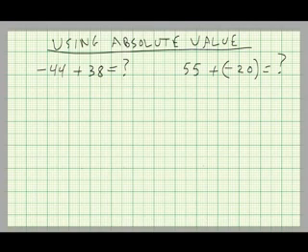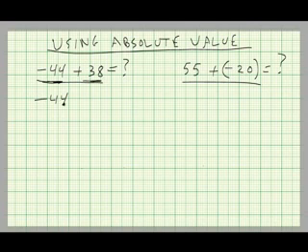Now, what about using absolute value? I mentioned that if the numbers have different signs on them, for example, in these two problems, negative 44, the sign on that number is negative, and a positive 38, the sign on that one is positive. I'm adding a positive to a negative. Over here, I'm adding a negative to a positive. So let's look at this one first. I'm going to use absolute values to help us determine what the result is.